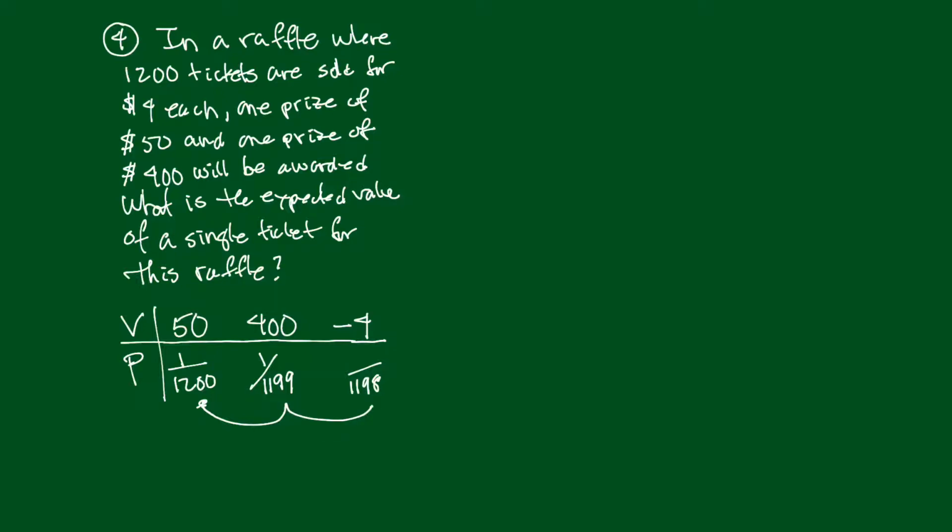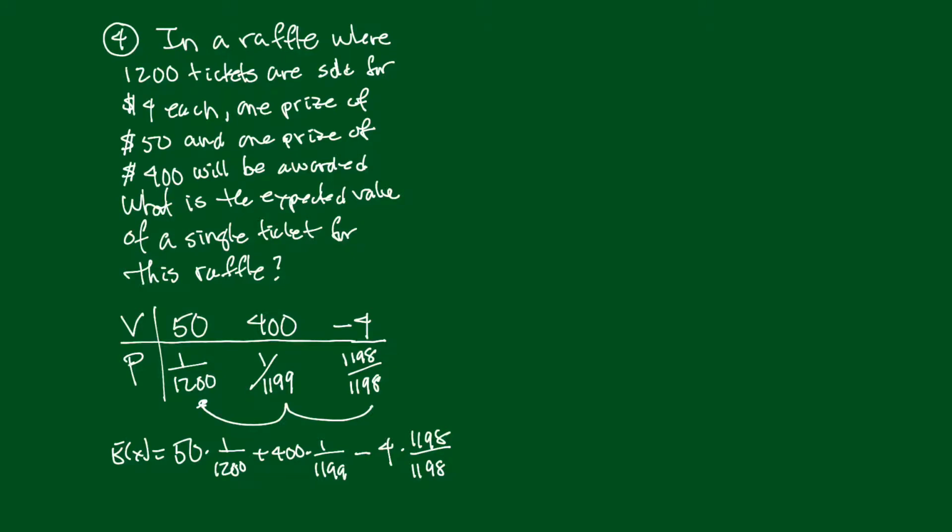And what's the probability of that one right there? Well, you have how many losing tickets? 1,198 out of 1,198. So here is the expected value. It's going to be the value times the probability plus the value times the probability plus -4 times the probability. Now there's 1,198 bad tickets, and there's 1,198 tickets left. So that's just a 1. So that whole thing is just -4 times 1.